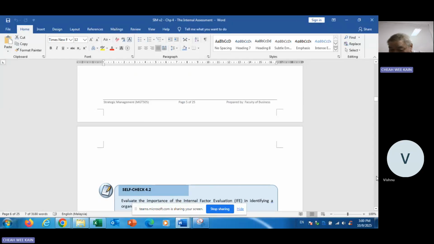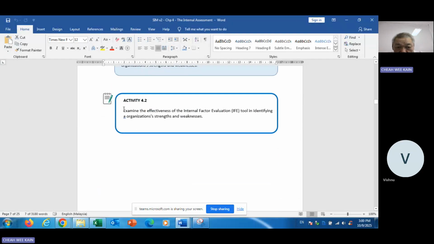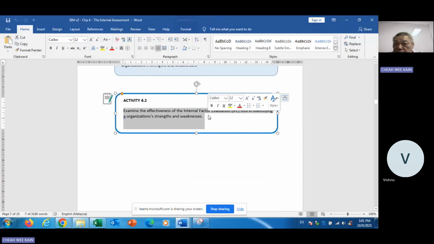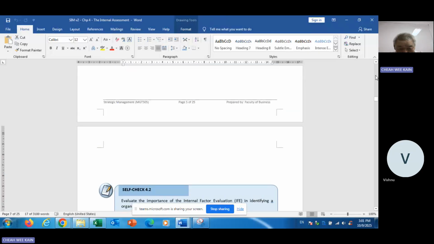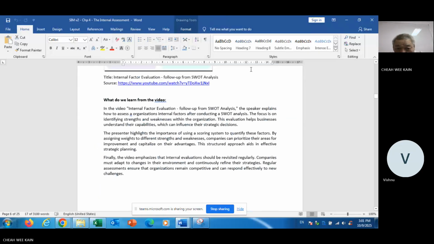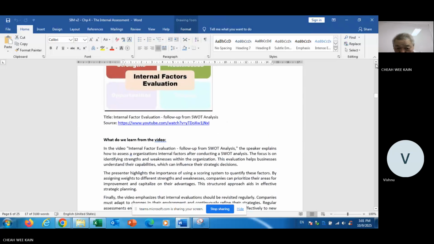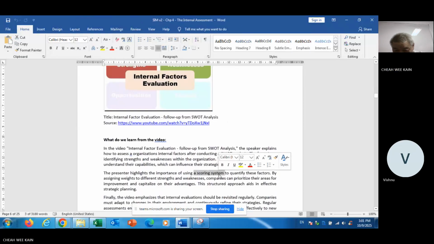So what I want you to do for 4.2, examine the effectiveness of internal factor evaluation. You can see from the video, because the video is on internal factor evaluation. So you can use this video. The important thing about using this IFE is because they have a scoring system for the factors that you have. So what are the factors?